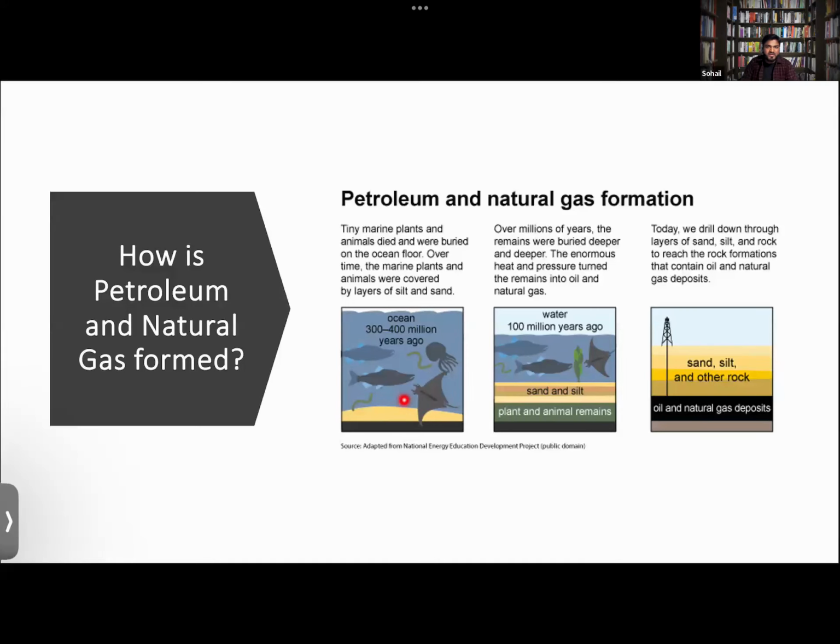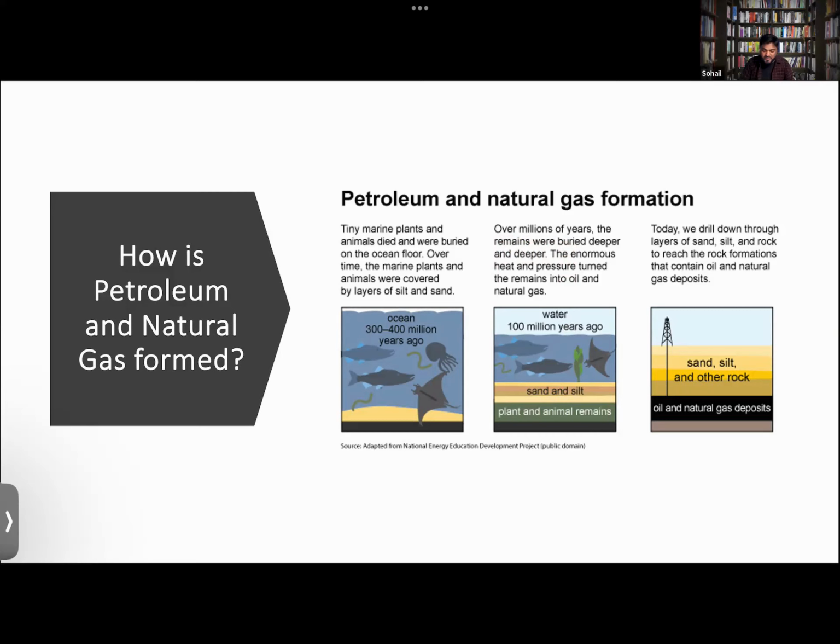क्या हम terrestrial plants and animals की बात कर रहे हैं? Obviously no. We are talking about aquatic plants and animals. Now over millions of years, what happened? The remains were buried into deeper and deeper layers. See, here is the layer to which they have now been submerged.